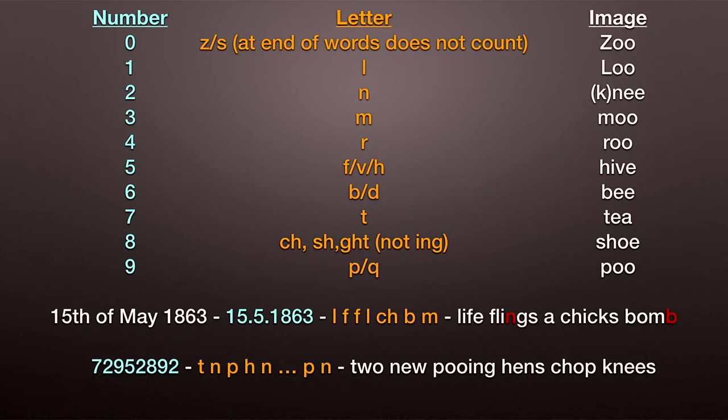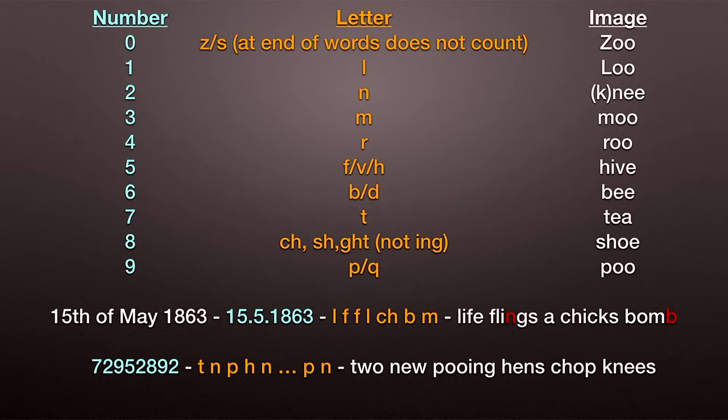So, to the number 0, I assign Z or S. 0, Z. Number 1, L, because it looks like it. Number 2, N, because the N has two little feet. Therefore, number 3, M, it has 3 feet. Four, R. Five, V or H. Six, B or D, because it looks like it. Seven, T, because it looks like it. Eight, because eight has got the GHT in it. I use any combination of those awkward sounds, CH, SH, GHT, but not including ING. And then number nine, P or Q, because it looks like it.